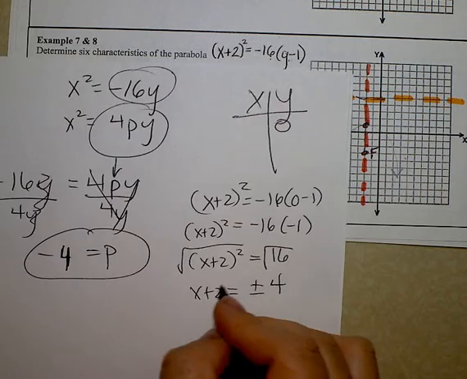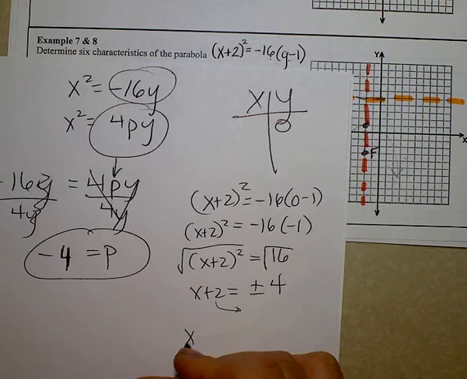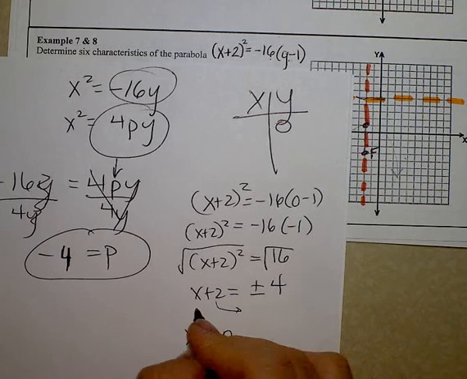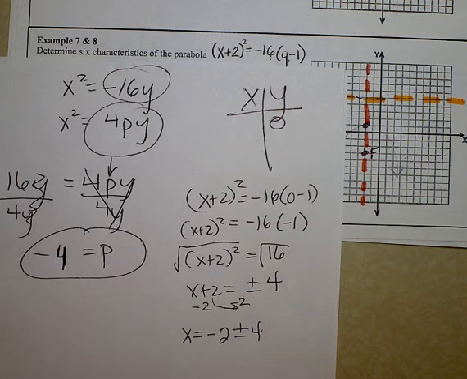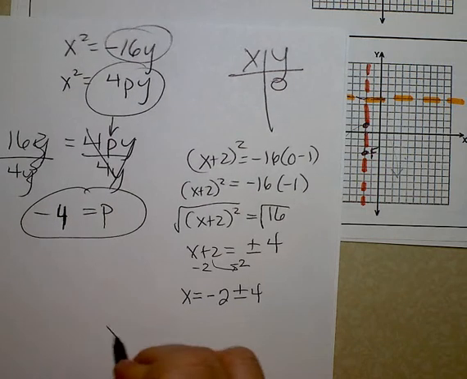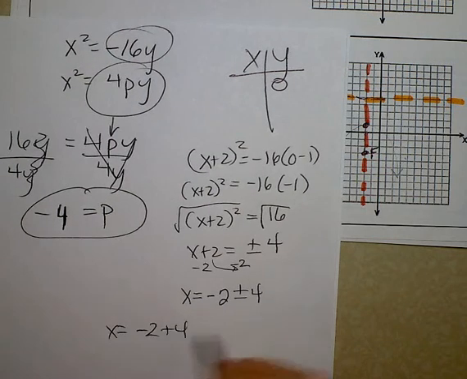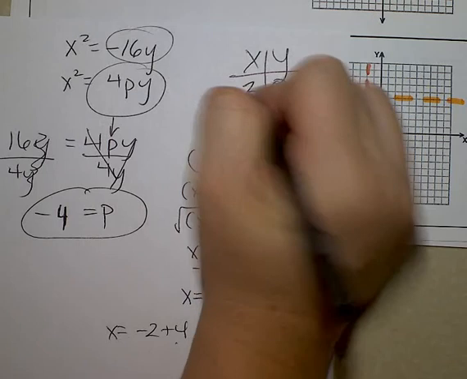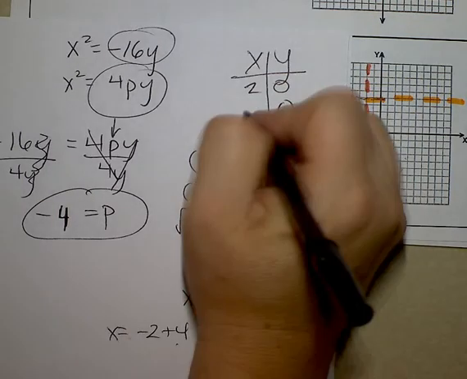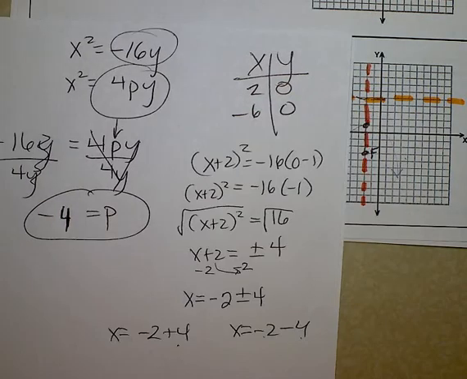Now I'm going to move the 2 to the opposite side, so I have to subtract it from both sides. And we can do this in our head. One time we add, the next time we subtract. One answer is positive 2. The next answer is negative 6. So please graph 2, 0 and negative 6, 0.